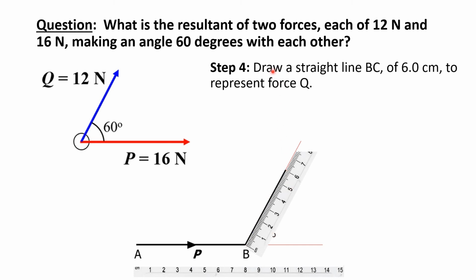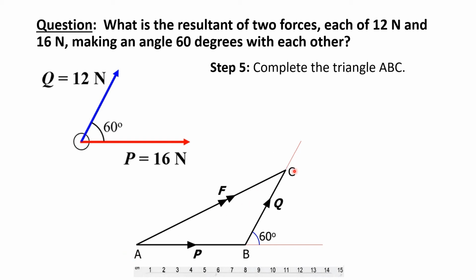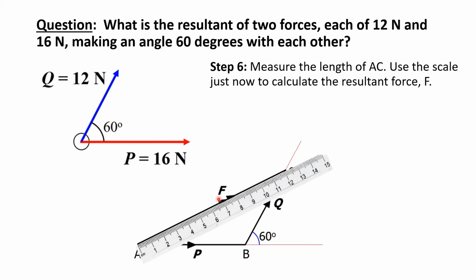Now we need to draw a straight line BC of 6.0 centimeter to represent force Q. So you take out your ruler once again, and make a straight line of 6 centimeter here. Then you label this as line BC, and this line is used to represent force Q. So now you need to complete the triangle ABC. You need to draw a straight line from A to C, and this is your resultant force.